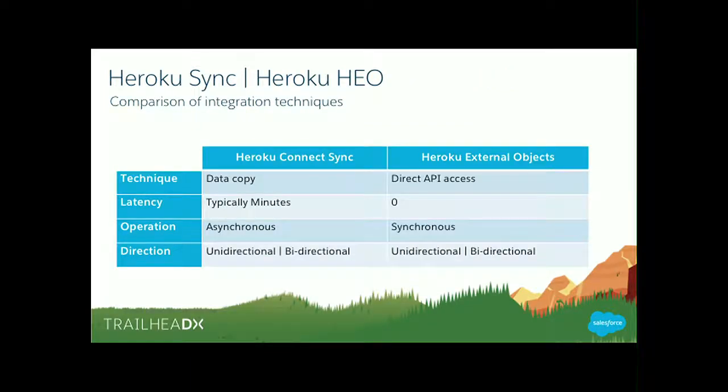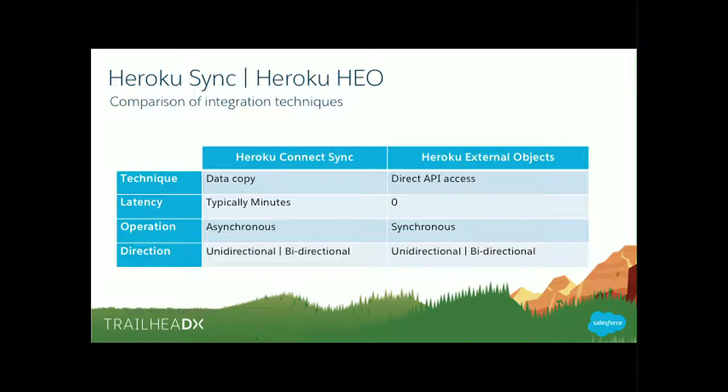Now, when you're comparing the two techniques, obviously Connect Sync is physically moving the bits over. External objects, it's direct API access. So it's a query and a response. The only latency there is the time it takes for the query to resolve. So at the time that you issue the query, the database receives it, you receive that consistent snapshot of the data as it is. So it works really well, especially for scenarios where you don't need to work with, let's say, millions of records at one time.